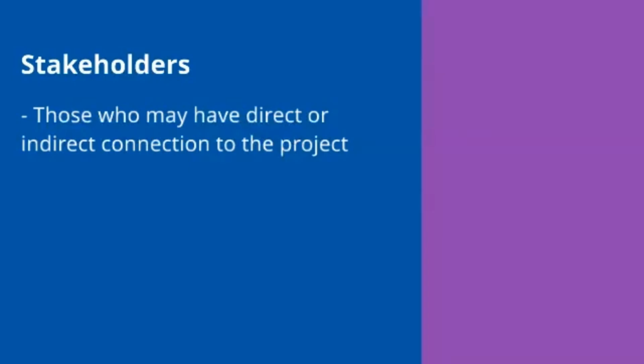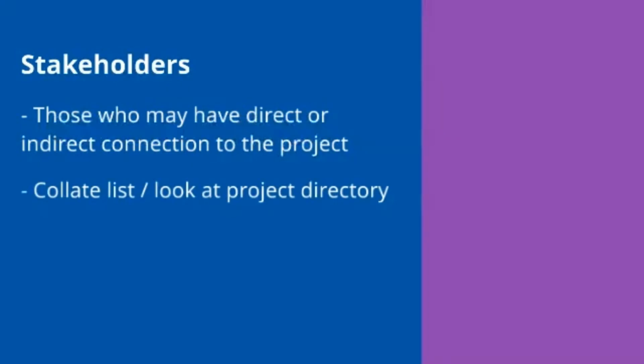This can include those who are directly working on the project, or those who might have influence on the project, such as investors, or those who are affected by the project, like the end user. To establish any relevant stakeholders in your appointment, it's useful to collate a list of who you'll be engaging with or looking at the project directory. The project directory is useful as it should set out any protocols to follow, say who is the main point of contact from each organisation and how to reach them.